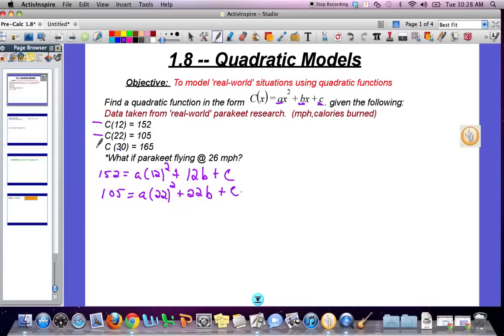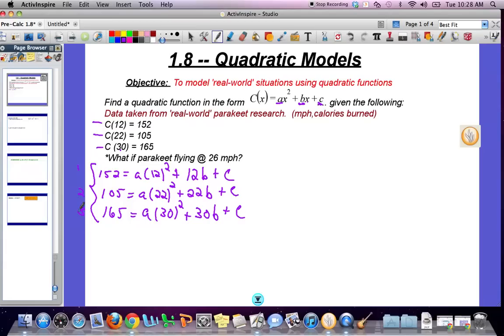And the third one would say 165 will equal a times 30 squared plus 30b plus c. I have a system of equations. I have 3 equations, and you have to have 3 equations because there are 3 unknowns. All right, so I'm going to number these 1, 2, and 3 for me to talk about how I'm going to do this.